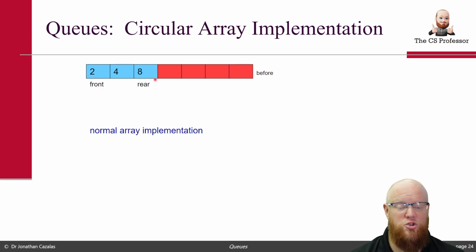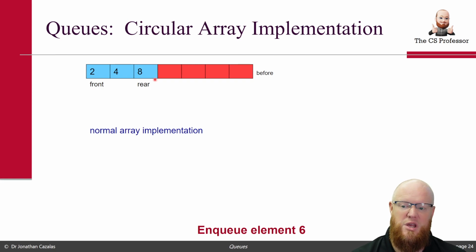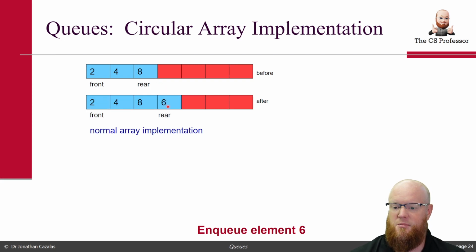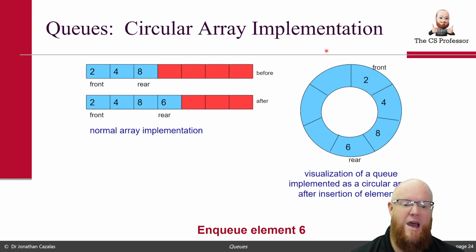This is a normal, traditional looking array. Here is the NQ operation. We're going to NQ the 6. It comes right here at the end. Pretty straightforward. Here we have our circular array implementation. It's just a visual, right? Where now we have the front right here, and we're NQing the 6 right here.